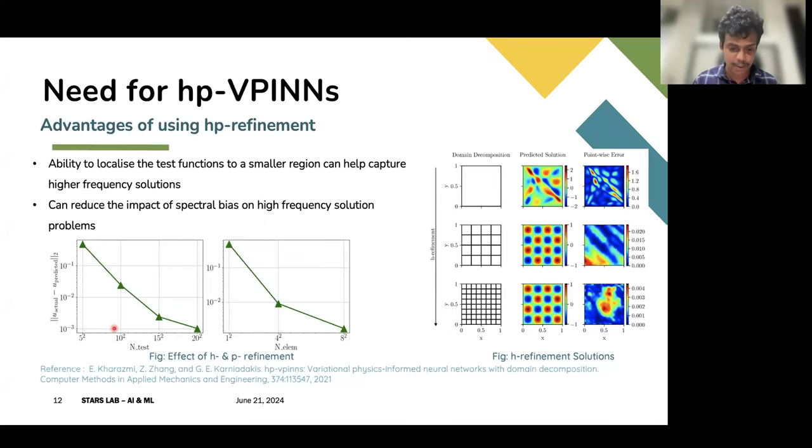This loss graph shows the effect. For a single problem, the left-hand side graph shows an increasing number of test functions and the errors predicted for it. The right graph shows the number of elements being increased in the domain and the accuracy obtained for the same. This is just the introductory example taken from Kharazmi et al.'s paper on HP-VPINNs. So this is the introduction on the need to use HP-VPINNs for solving your problems.